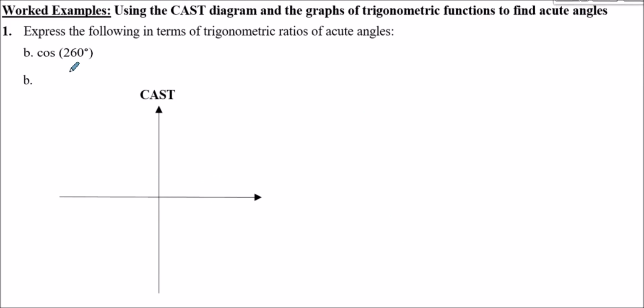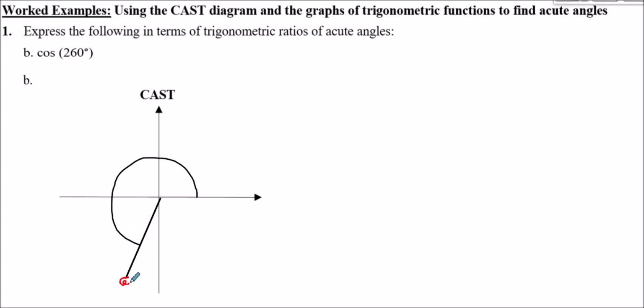Part B. You want to consider now cos of 260 degrees. So cos 260 will be somewhere like this. This is 90, that's 180, not quite 270. It'll be somewhere, again, in the third quadrant. So we're going to be looking at a point down here somewhere in the third quadrant.